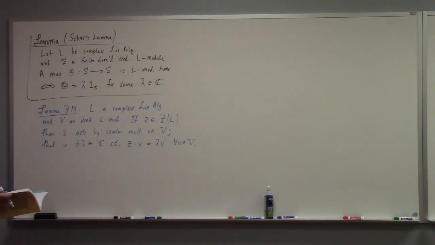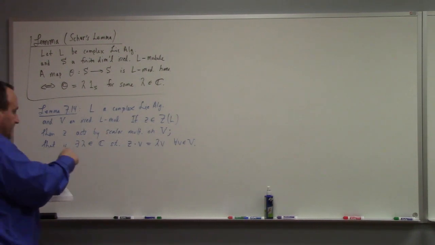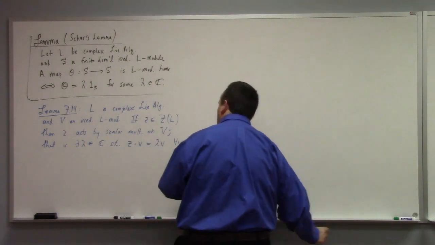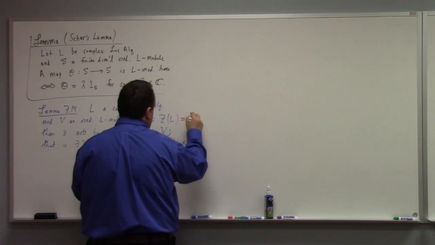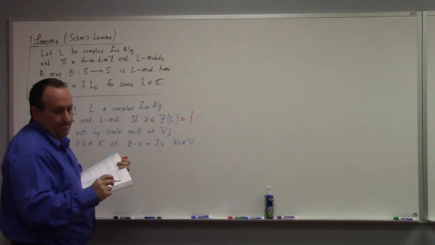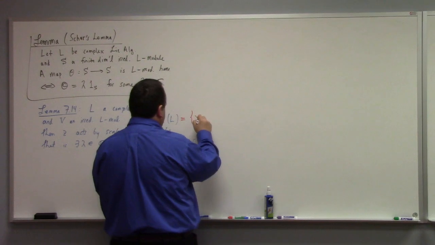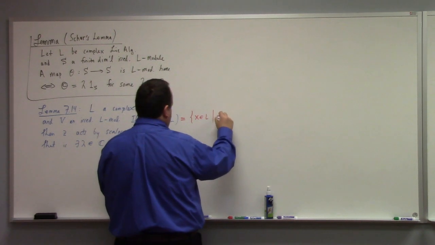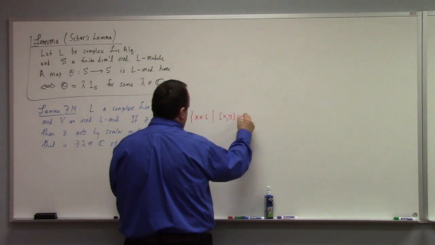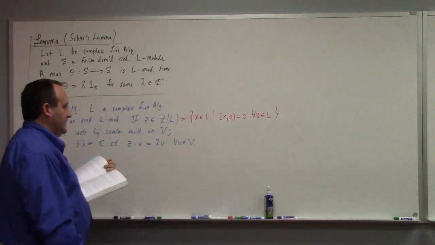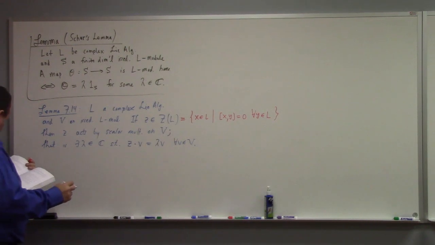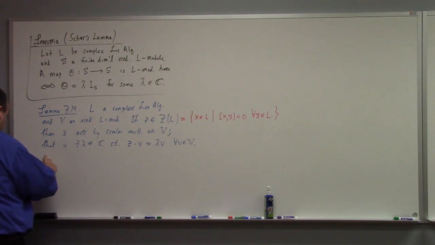All right, so the proof of Lemma 7.14 is relatively simple. Let me write it out here. You remember what ZL means? It's the center. Anything that's, what, commuting? Right, exactly: X in L such that the commutator of X and Y is equal to 0 for all Y in L. So it's the set of elements in the Lie algebra that commute with all the other elements, right?